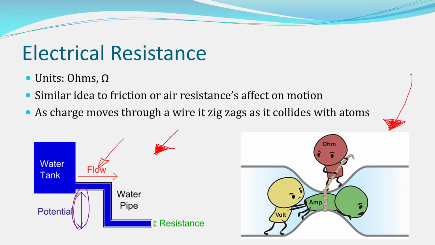So you can see that you've got volts being that pressure of pushing that current through, which is the amps, and the restriction on that, or what tries to prevent that current from going through, is the electrical resistance.